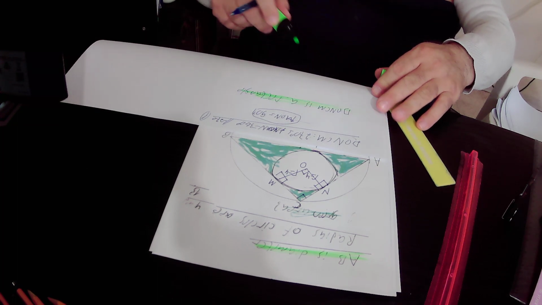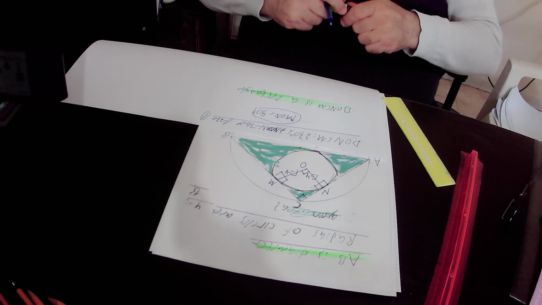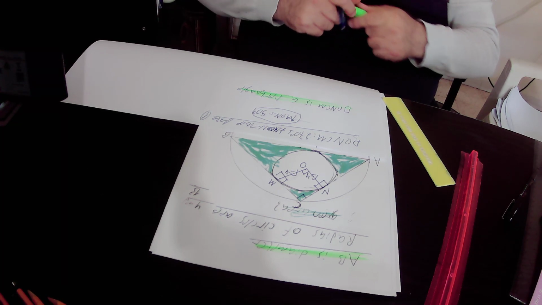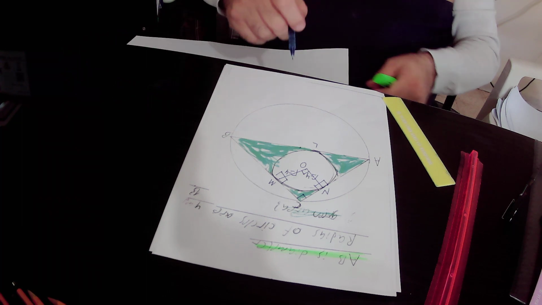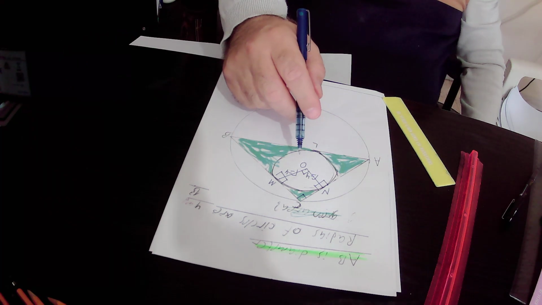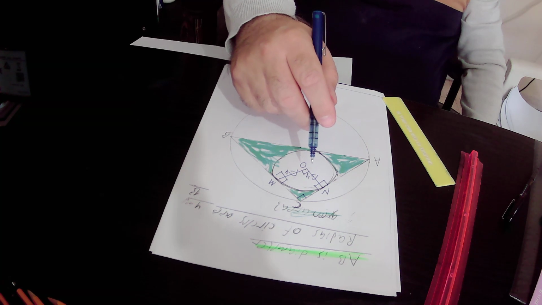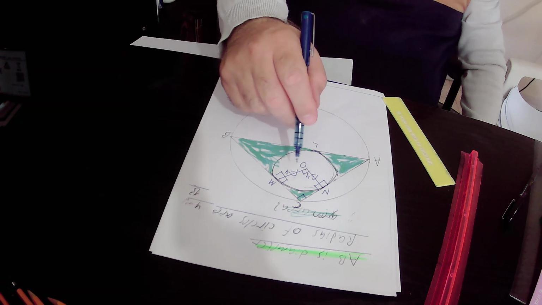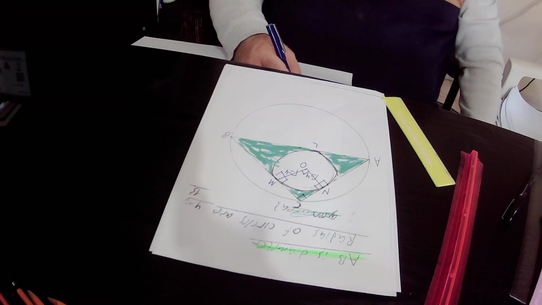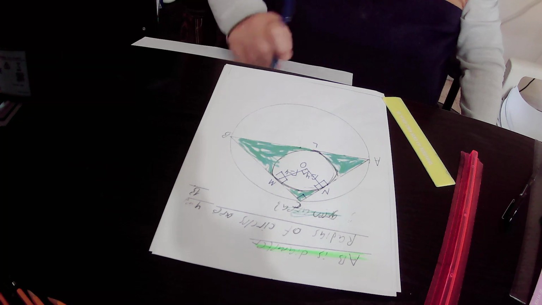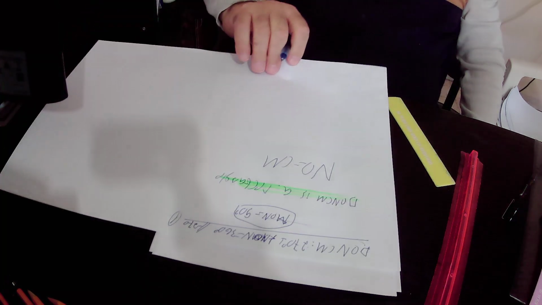ONCM is a rectangle, but we also know that the opposite sides of a rectangle are equal to each other. This is to say, in rectangle NOCM, NO equals CM.